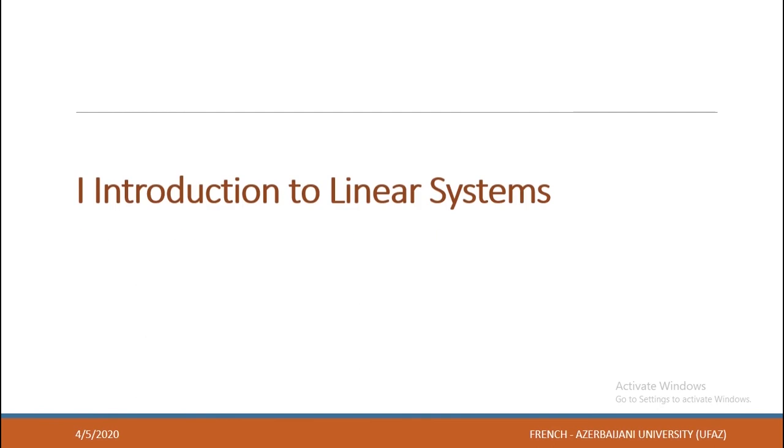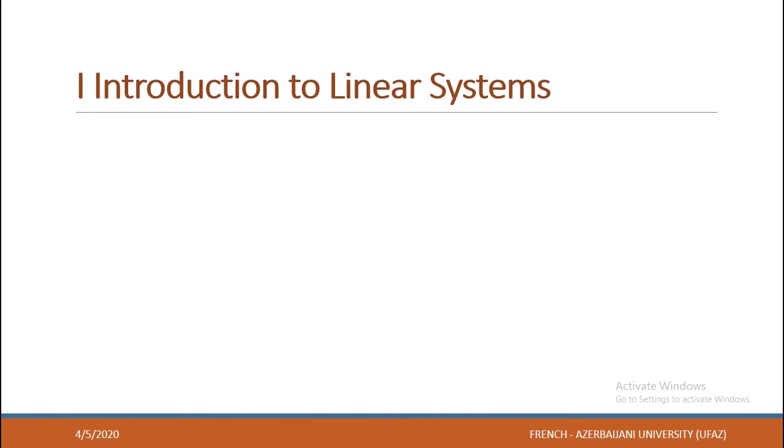Introduction to linear systems. First, I'll give you basic examples of linear systems. Two lines in the plane and two planes in the space. Two lines in the plane. From the geometry, you know that two lines in the plane are in three situations. They are parallel, they intersect and coincide.